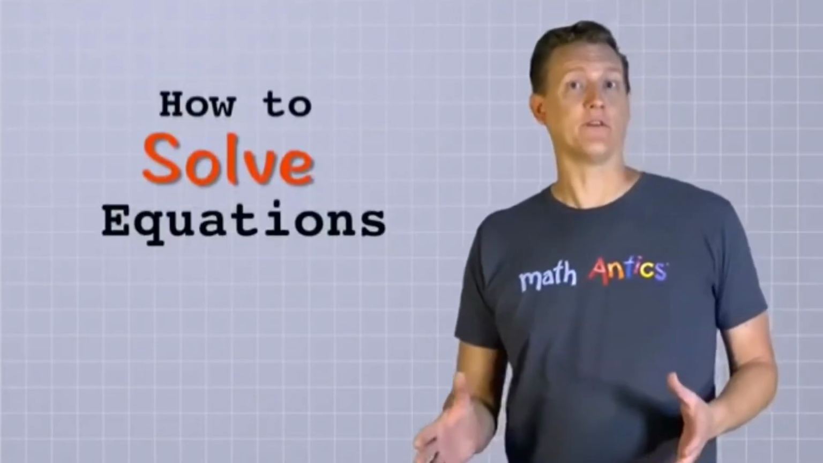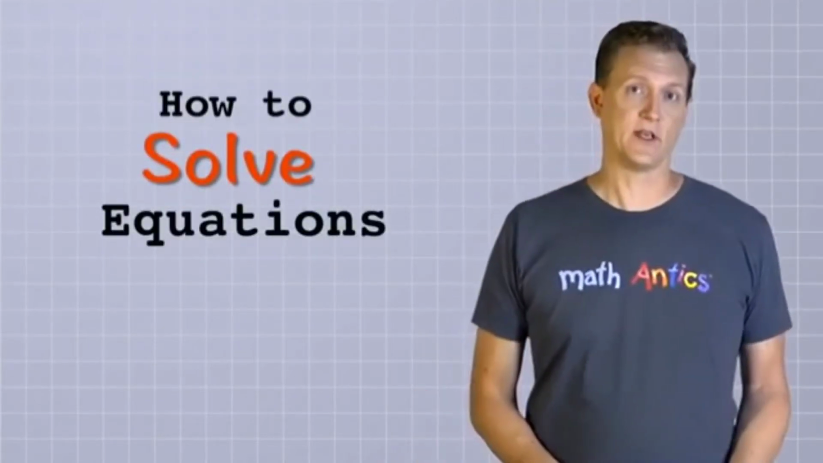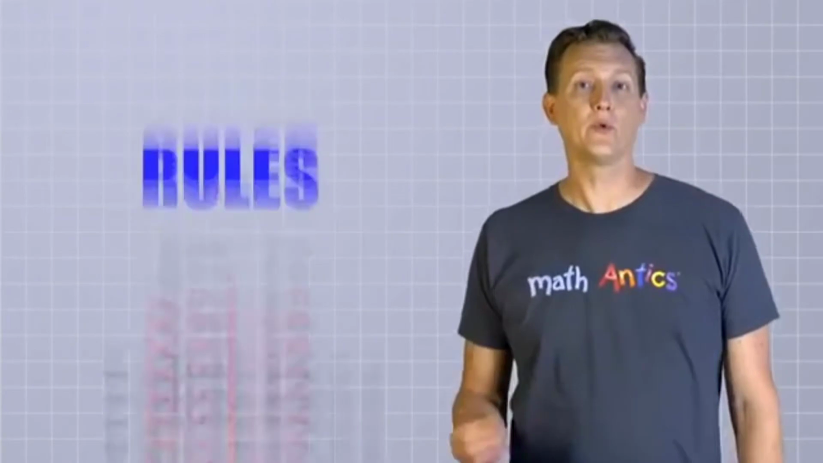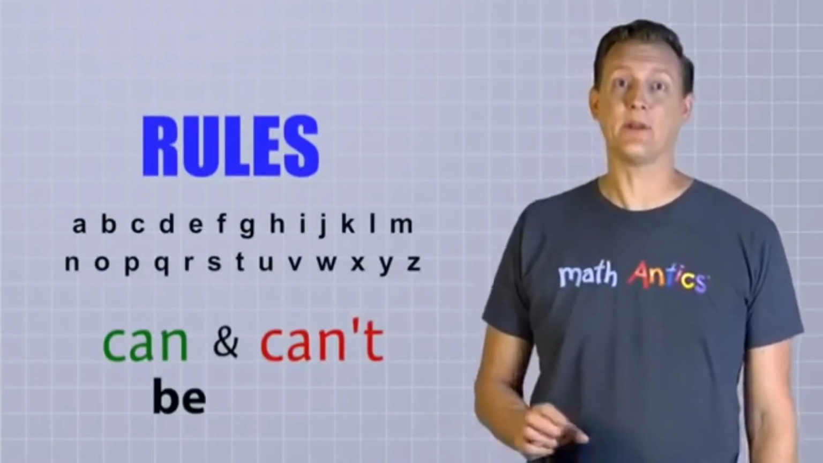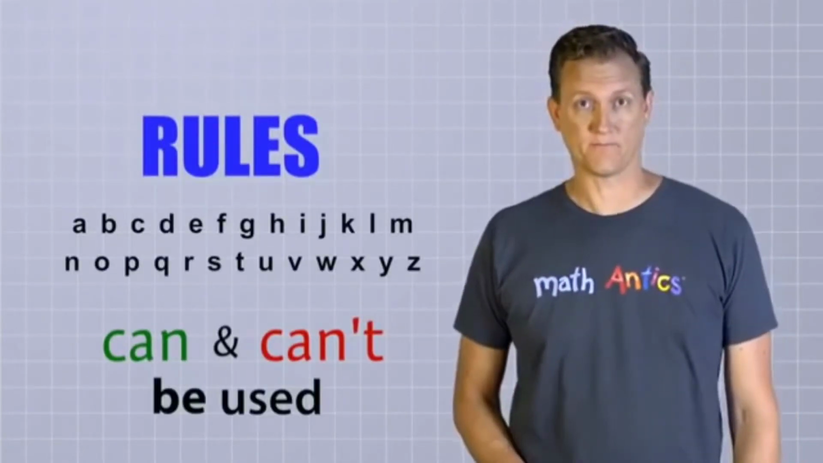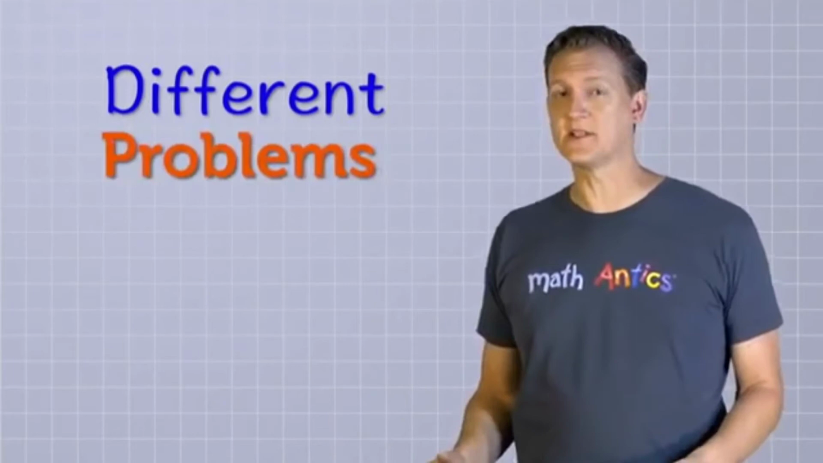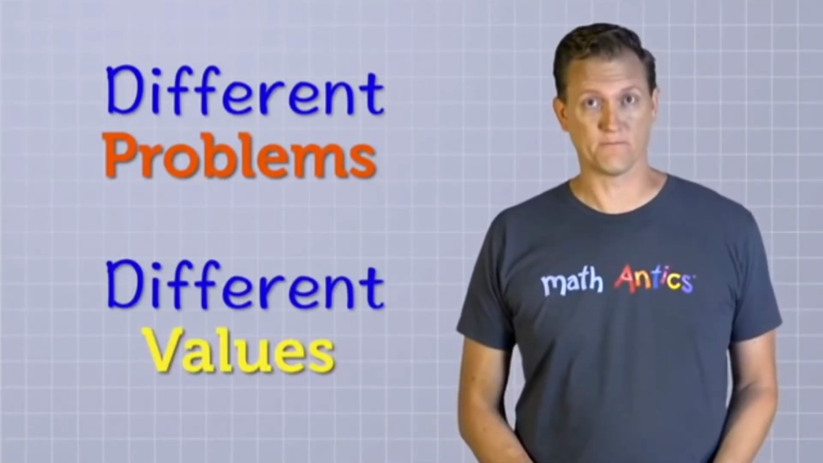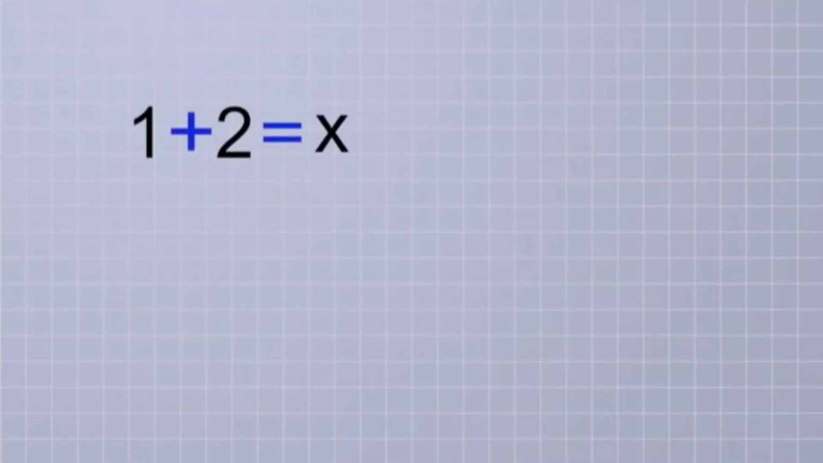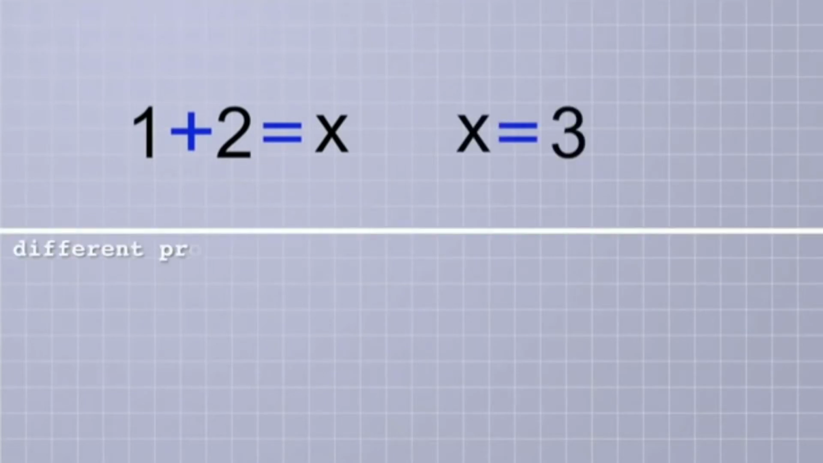We're going to learn a lot more about how to actually do that, how to solve equations, in the next several videos. But for now, let's learn some important rules about how symbols can and can't be used in algebraic equations. The first rule you need to know is that the same symbol or letter can be used in different algebra problems to stand for different unknown values. For example, in the problem we just solved, the letter X was used to stand for the number 3, right? But X could stand for a different number in a different problem.